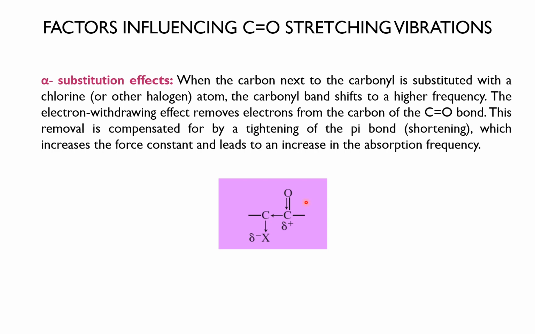Next factor is alpha substitution effects. Whenever we have a carbonyl group, the adjacent carbon is the alpha carbon atom. And if on that alpha carbon atom some halogen like chlorine, bromine or any other halogen is attached, then there will be an electron withdrawing effect. Due to that electron withdrawing effect of the halogen, the electron density is pulled towards the halogen, thereby shortening of the carbon oxygen double bond, or tightening of the pi bond, takes place.